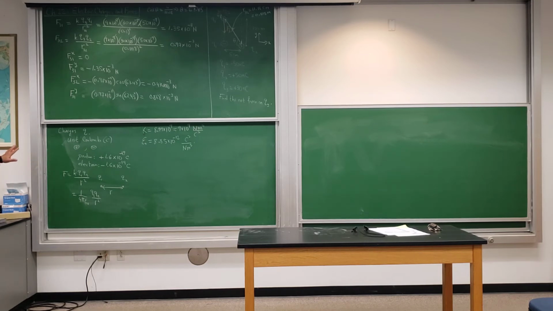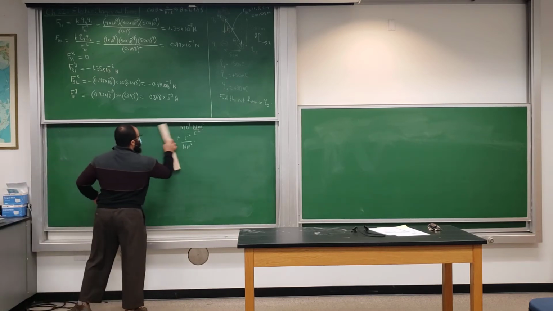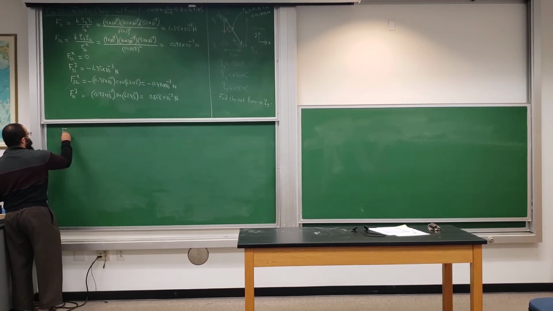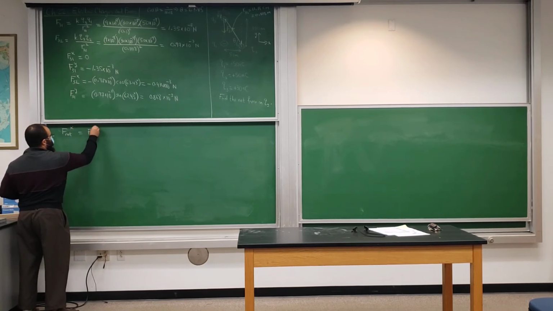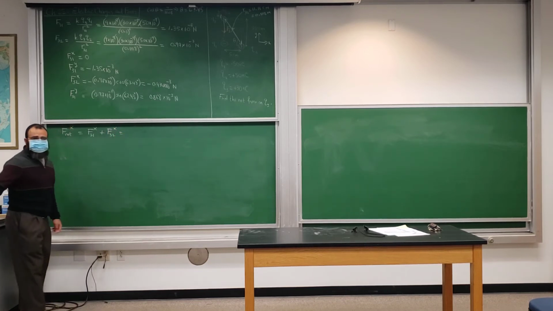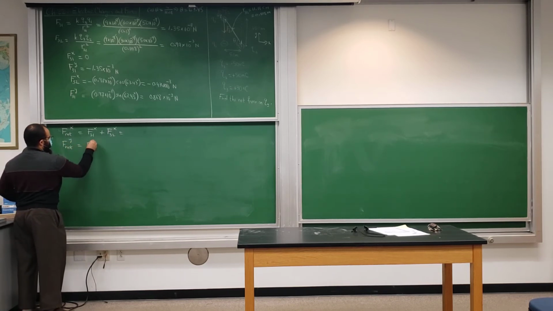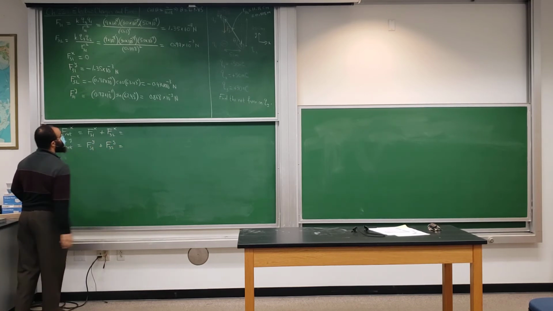Did everybody get this one? Can I erase here? Okay. So let's erase it. So the net force. The x component of the net force will be the force on 3 due to 1 x component plus the force on 3 due to 2 x component, right? You add the components. And the y component of the net force will be the F31 y component plus F32 y component. So let's do that.